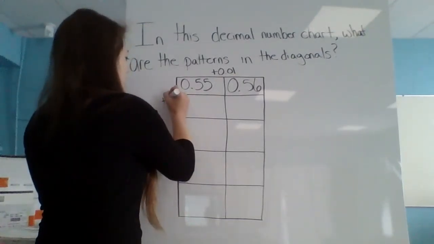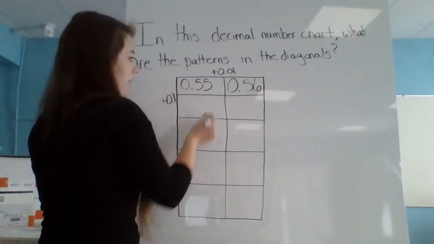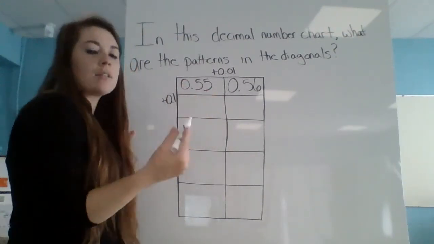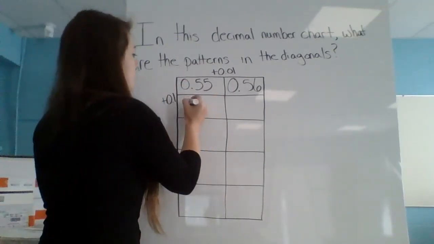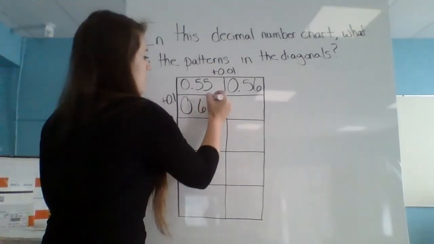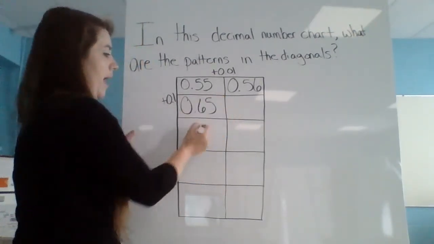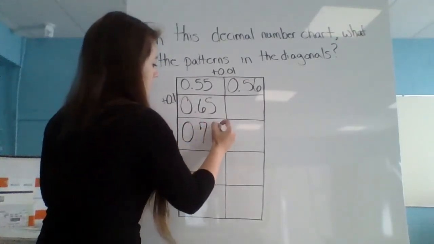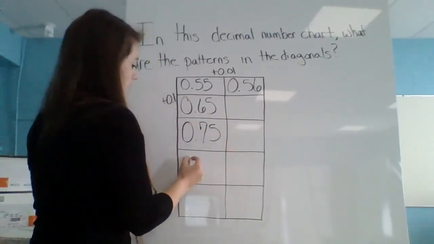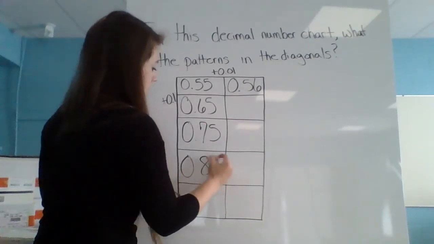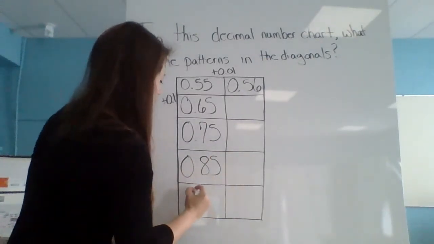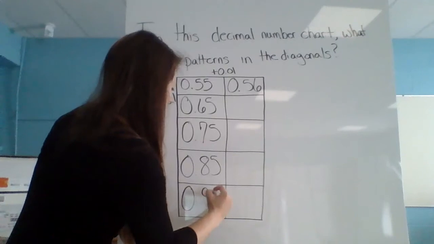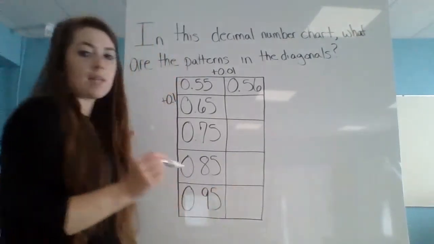So plus 1/10. So if we add 1/10 to 55 hundredths, we're going to get to 65 hundredths. If we add a 10th to that, then we get 75 hundredths. Another 10th will give us 85 hundredths. And one more will get us the 95 hundredths.